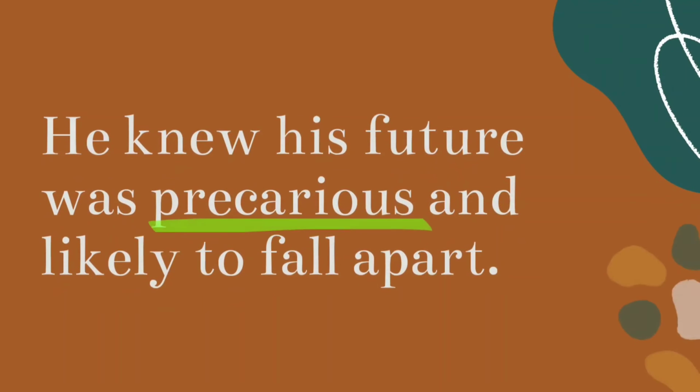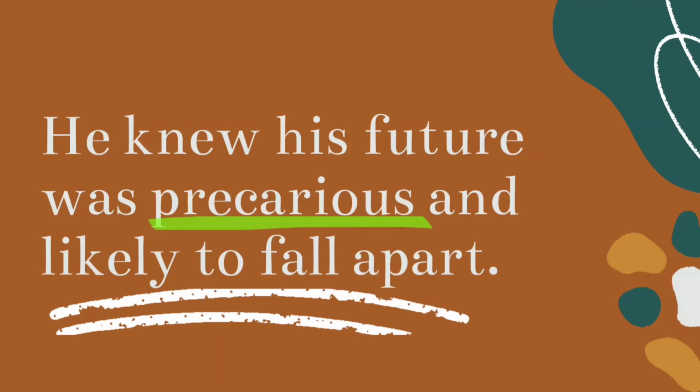Let's have another example. He knew his future was precarious and likely to fall apart. The unknown word is precarious. You can understand the meaning of the word through its definition, likely to fall apart, which is already part of the sentence.